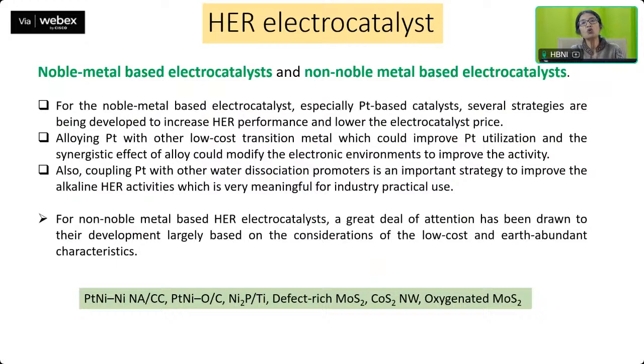So what we need is a non-noble metal based electrocatalyst. We have different strategies being developed to obtain better electrocatalysts for HER. For the noble metal based electrocatalysts, especially the platinum based catalysts, several strategies are being developed to increase the hydrogen evolution reaction performance and lower the electrocatalyst price. One thing you can do is alloy the platinum with other low cost transition metals, which improves platinum utilization, and the synergistic effect of the alloy modifies the electronic environment to improve the catalytic activity. You can also couple platinum with other water dissociation promoters, which is an important strategy to improve the alkaline hydrogen evolution reaction activities, which is very meaningful for practical industrial use.